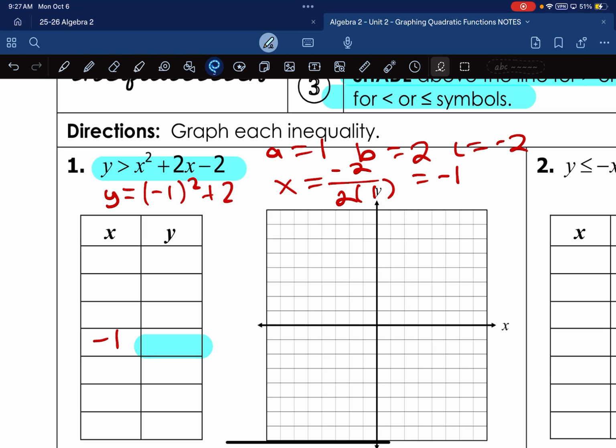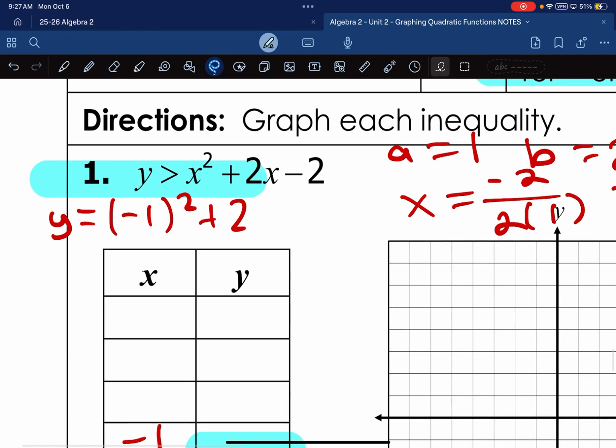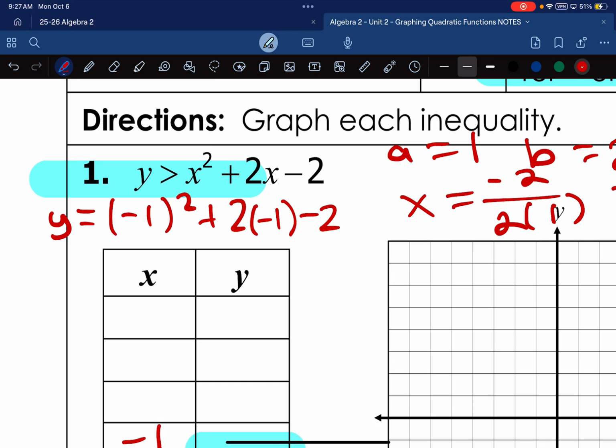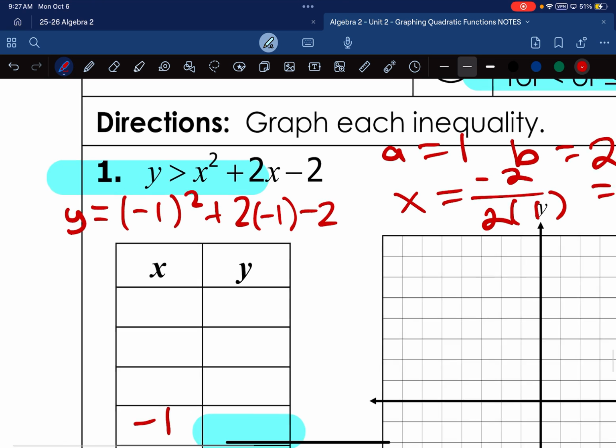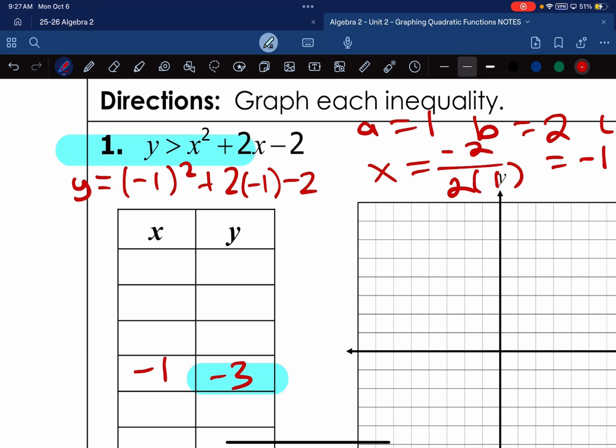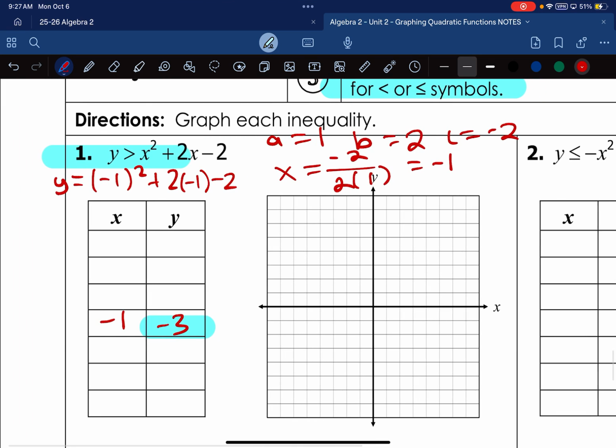I'm going to have to scoot this over and zoom in a little bit. Negative 1 squared plus 2 times negative 1 minus 2. Negative 1 squared is a positive 1. Minus 2 would be negative 3. So our vertex is negative 1, negative 3. Let's go ahead and plot that. Negative 1, negative 3 would be over here.